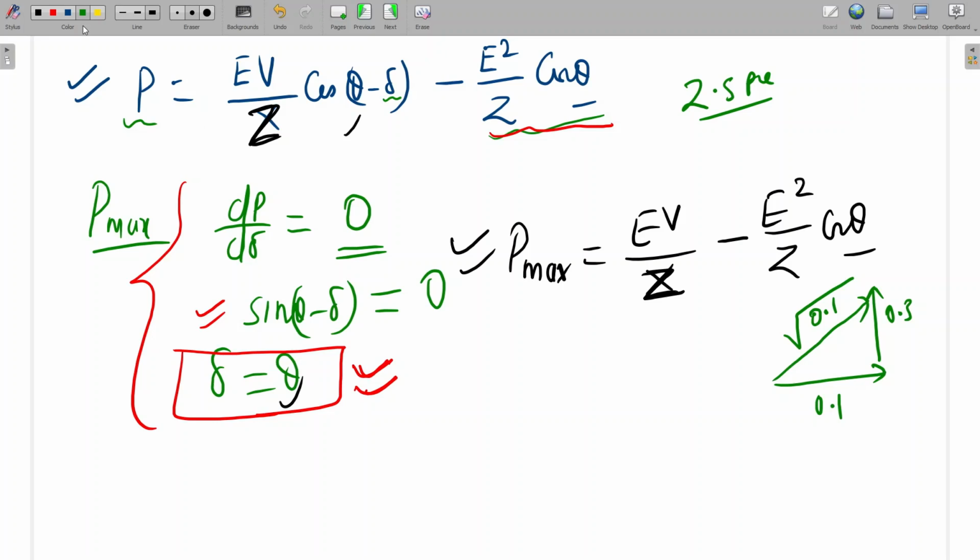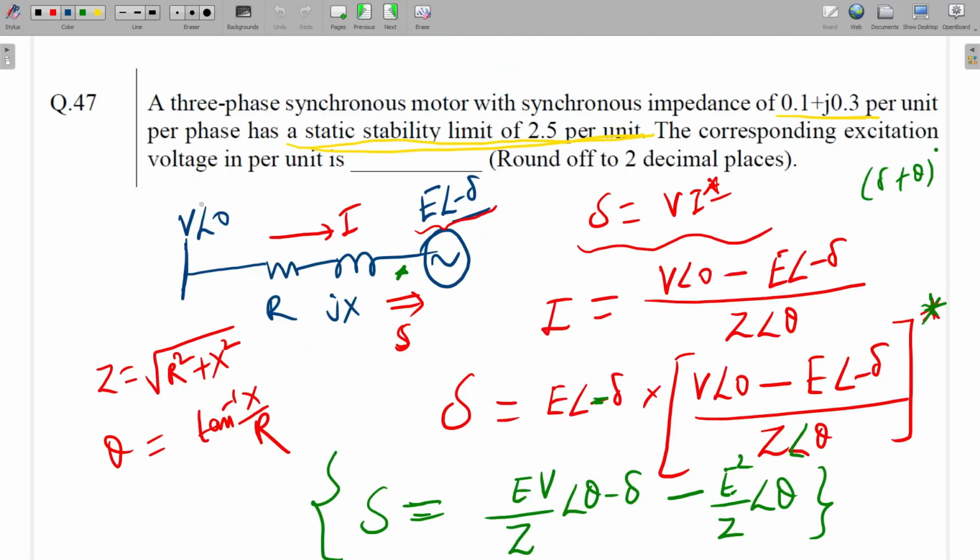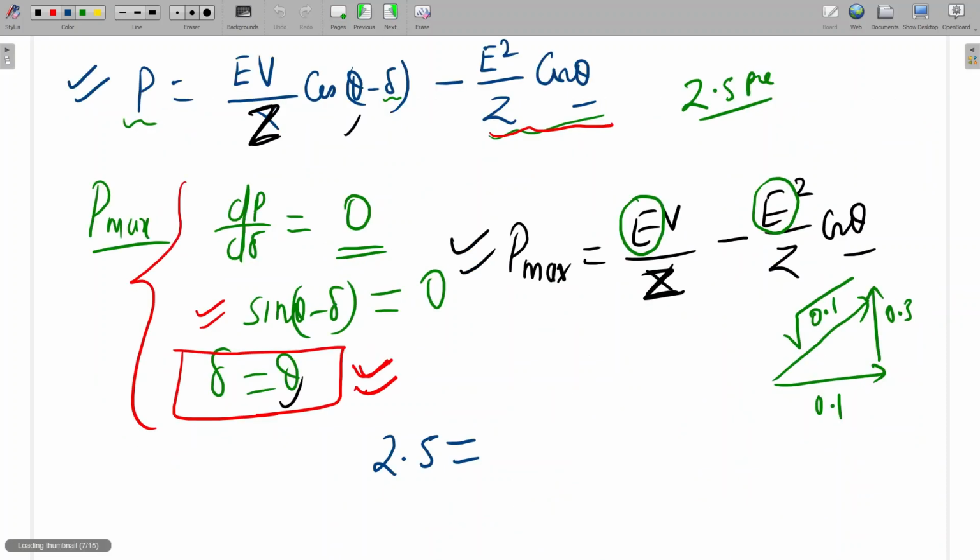So I am going to put all the data in this equation. Then we can calculate this EMF value. This EMF we have to calculate, it is asked in the question. So we can put P max 2.5 is equal to, what is the value of V? V is 1 per unit. Normally nothing will be given in the question, so we can say that the terminal voltage is 1 per unit, and that we can select. So 2.5 is equal to E by Z, Z is under root 0.1, minus E square by Z, under root 0.1, and the cos theta value from here we can calculate.